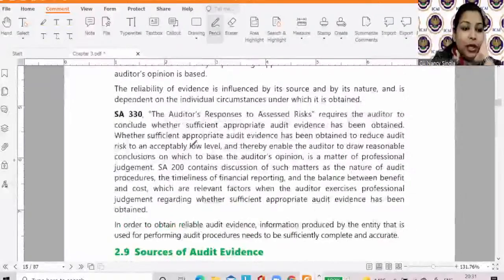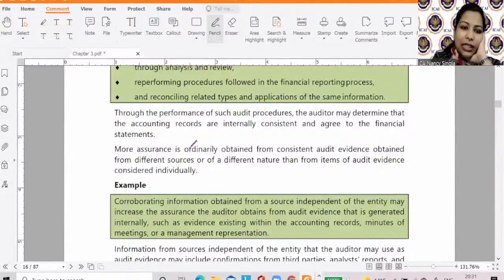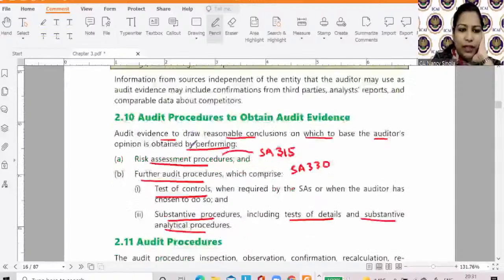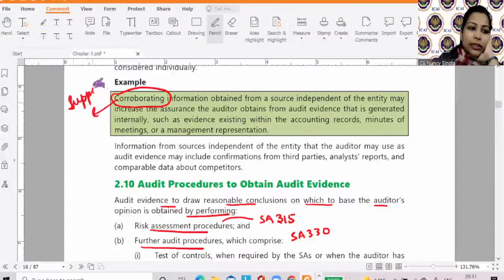Okay, now sources of evidence you can just have a read. We have discussed that internal is there, external is there, everything we have these. And what does corroborative mean? Supporting. Corroborate, you will come across this word a number of times. Supporting. Okay, you can just read this.